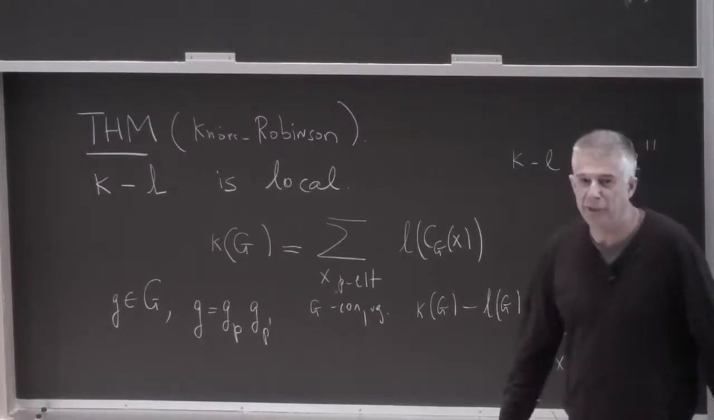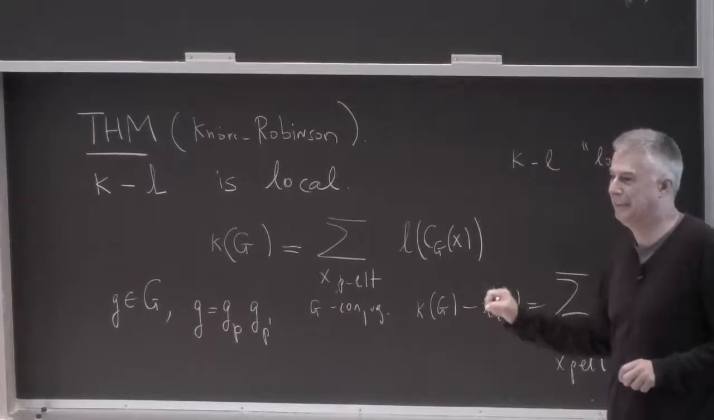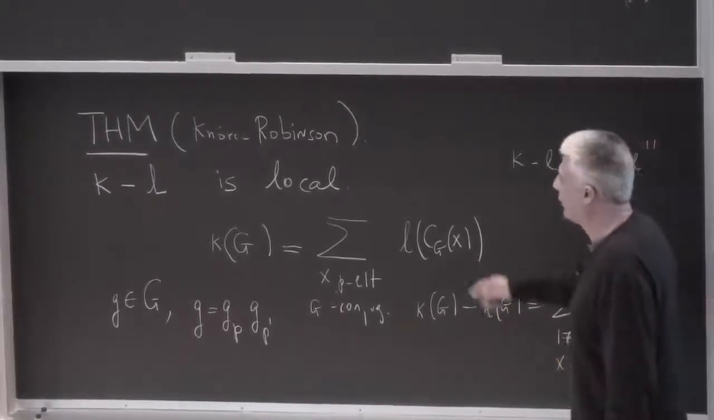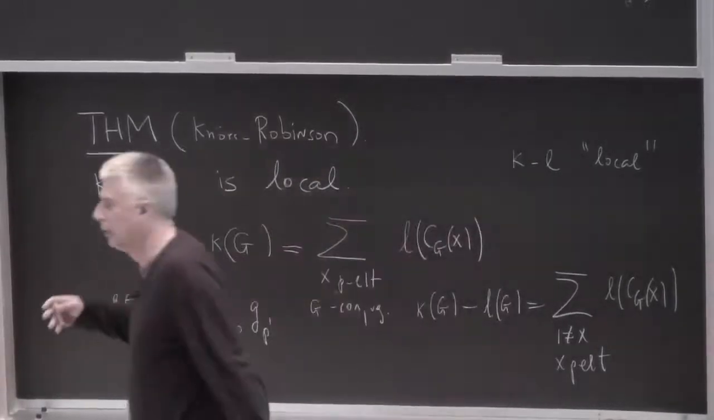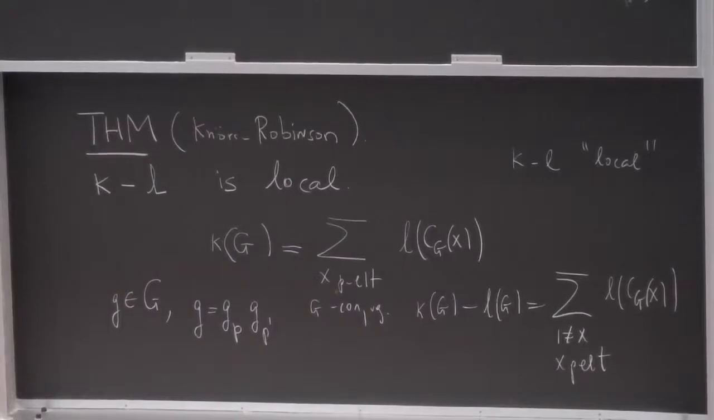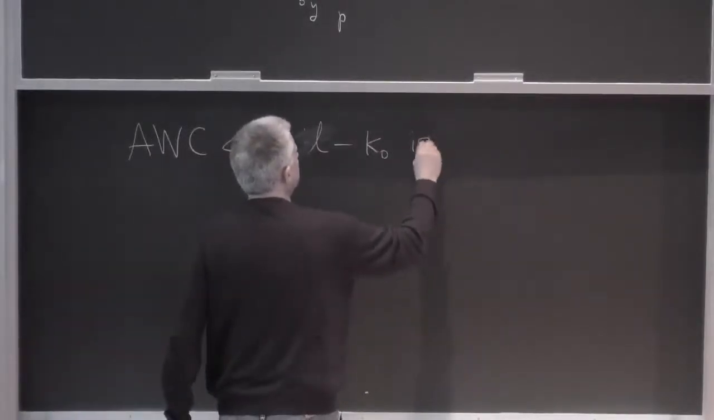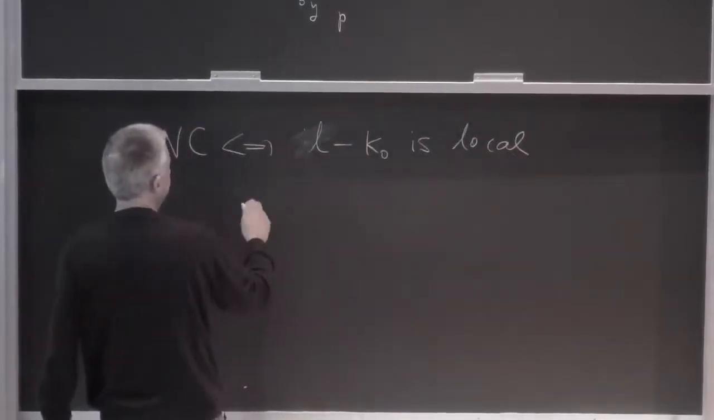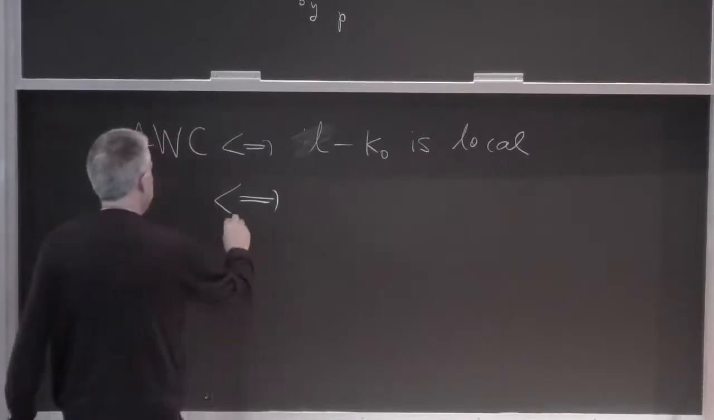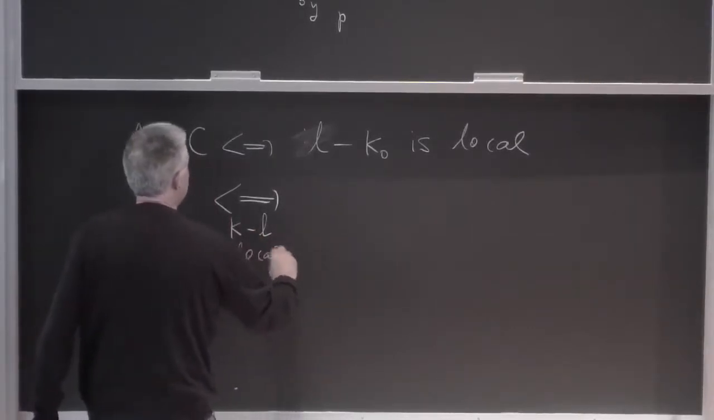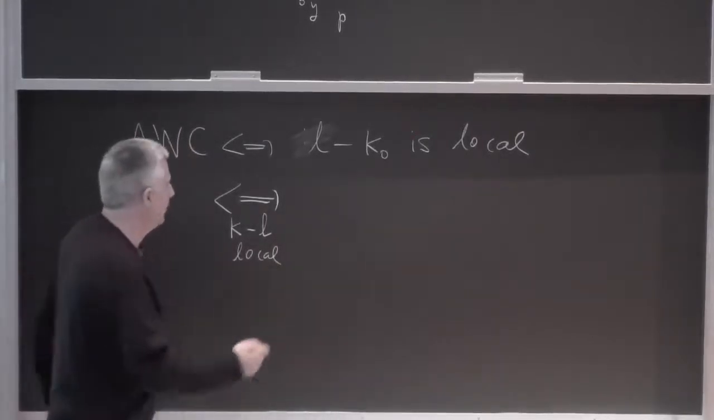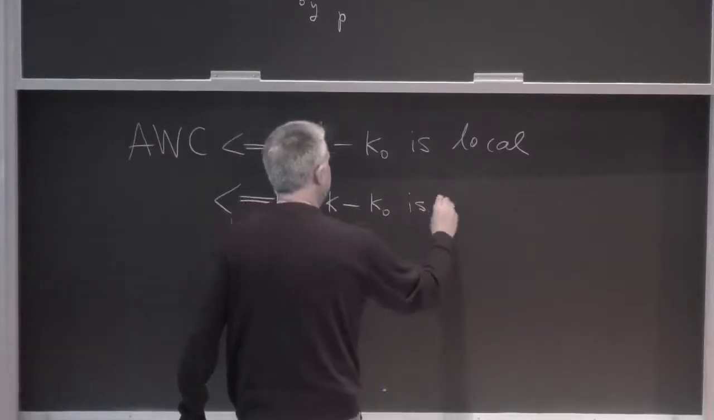But my understanding right now of this situation is that local implies local, right? Without the commas. Okay, so this is a theorem, not a conjecture, because we're talking about so many conjectures, but suddenly there is something that we still have to discuss because it's still amazing. Remember that AWC, the Alperin-Weiss conjecture, was saying that l minus k naught is local. But now we know by Knörr-Robinson, not a conjecture, that k minus l is local. So one function is local if and only if the other is local. So this means that k minus k naught is local.